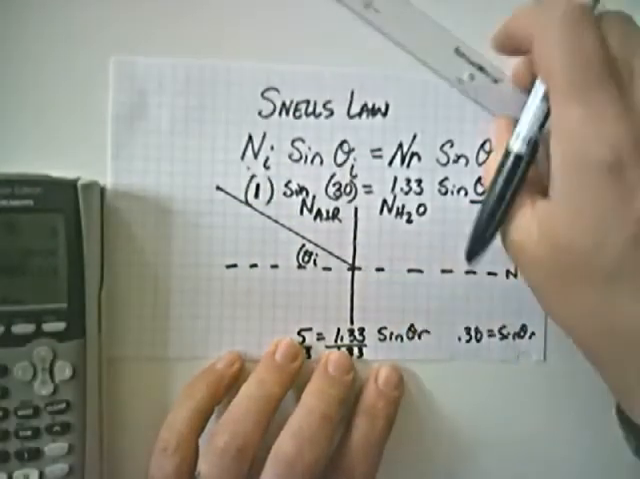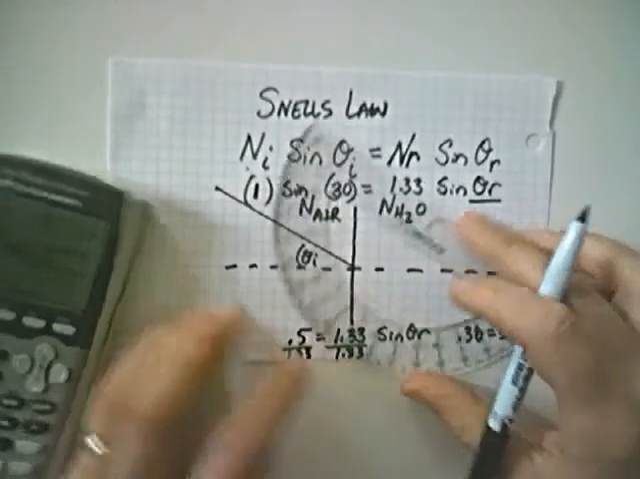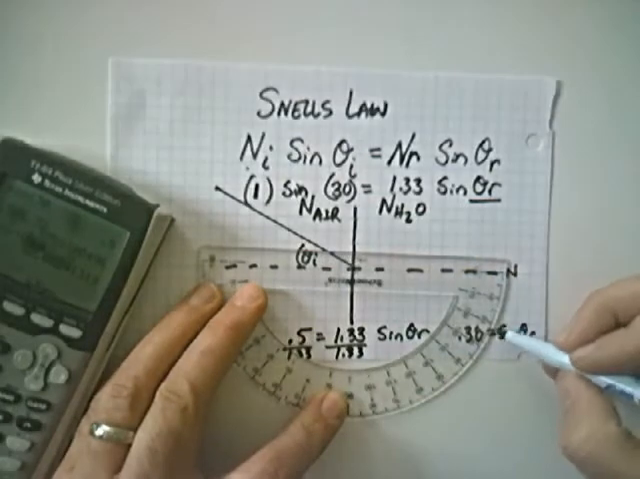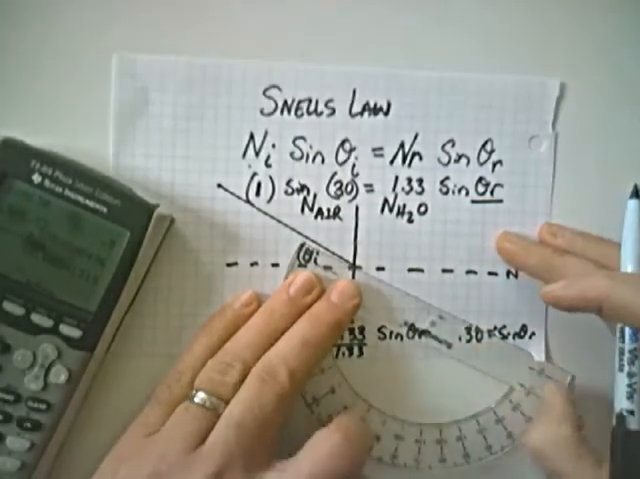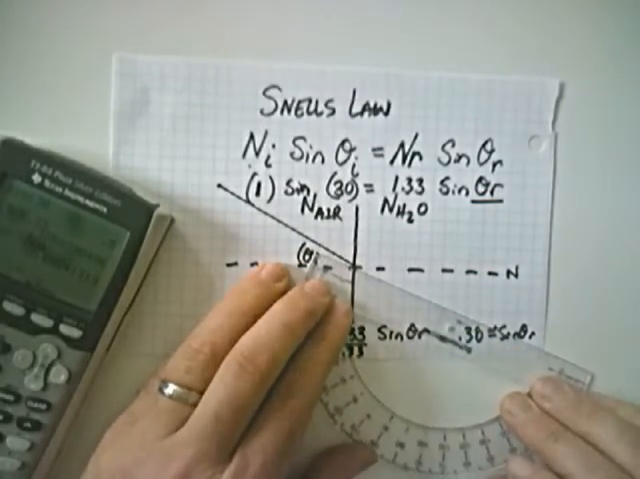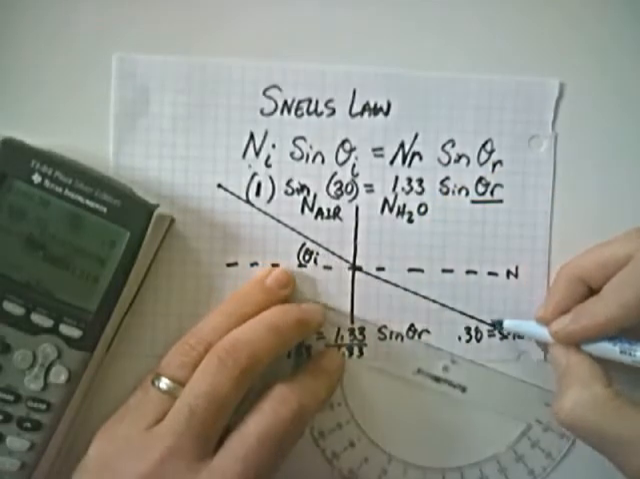So if it comes in at 30 degrees, it's going to leave at 22. So I'll use my protractor and I'll measure off the dotted line and I'll do 22. And so here's the angle that we leave. We approached at 30, we leave at 22. Now the reason that it bends toward the normal is because it's going to slow down.